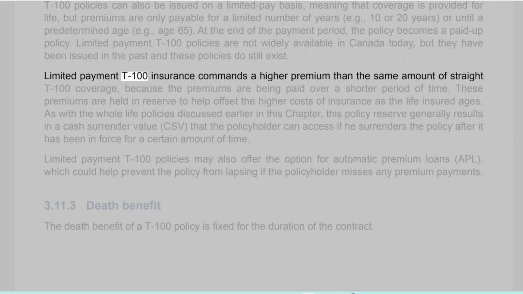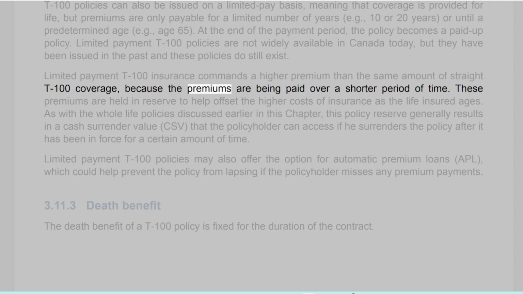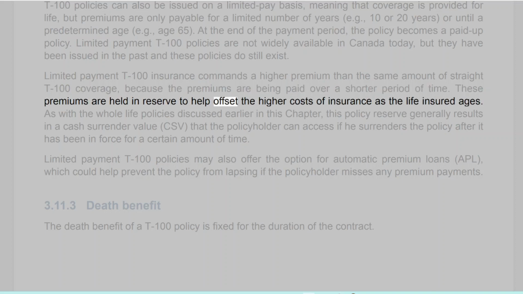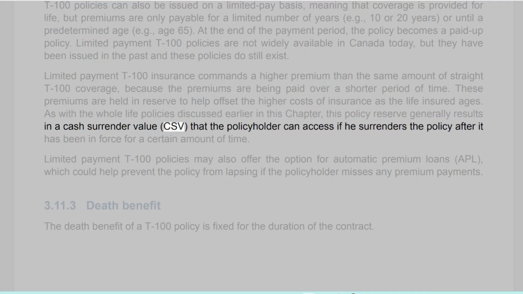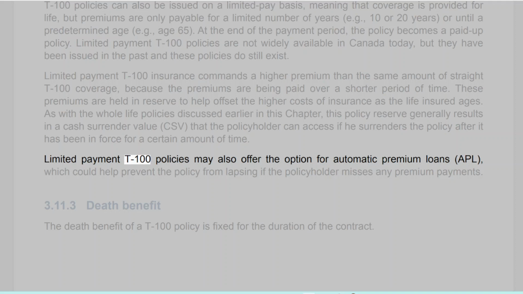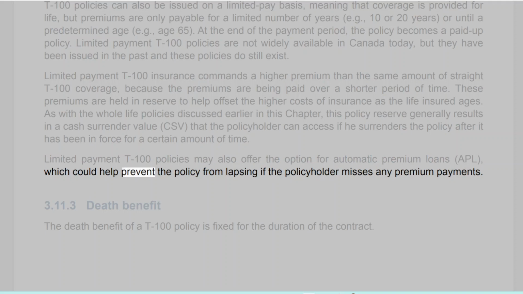Limited payment T100 insurance commands a higher premium than the same amount of straight T100 coverage, because the premiums are being paid over a shorter period of time. These premiums are held in reserve to help offset the higher costs of insurance as the life insured ages. As with the whole life policies discussed earlier in this chapter, this policy reserve generally results in a cash surrender value, CSV, that the policyholder can access if he surrenders the policy after it has been in force for a certain amount of time. Limited payment T100 policies may also offer the option for automatic premium loans, APL, which could help prevent the policy from lapsing if the policyholder misses any premium payments.